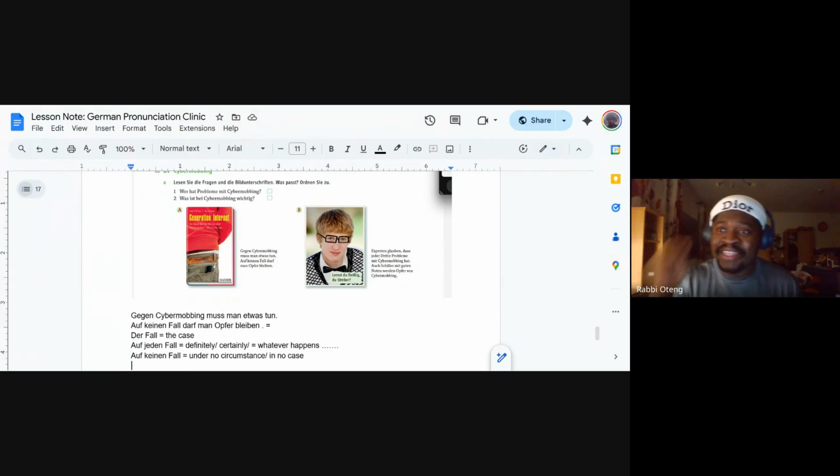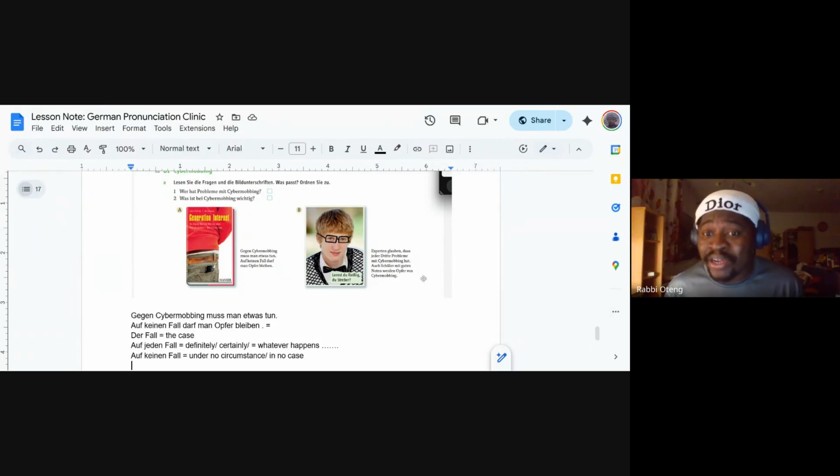Every like one third. Okay, dritte, jeder dritte, so like 33%. Probleme mit Cybermobbing. So here everyone has a problem, like one third of people have a problem with what? Cybermobbing.